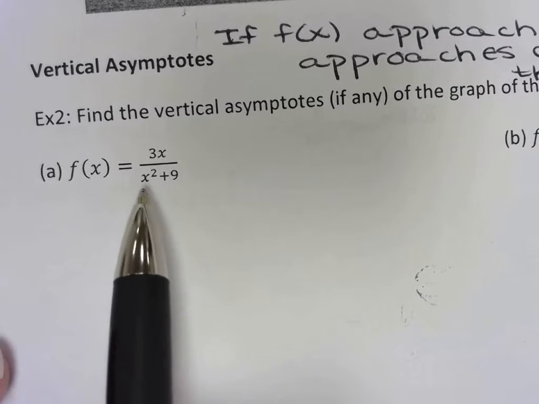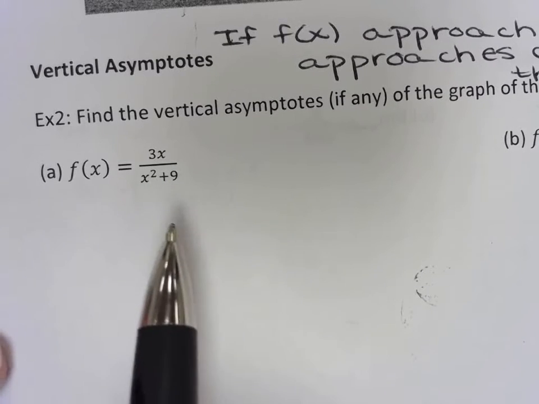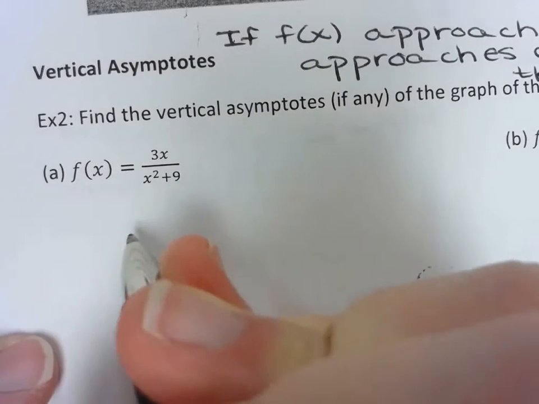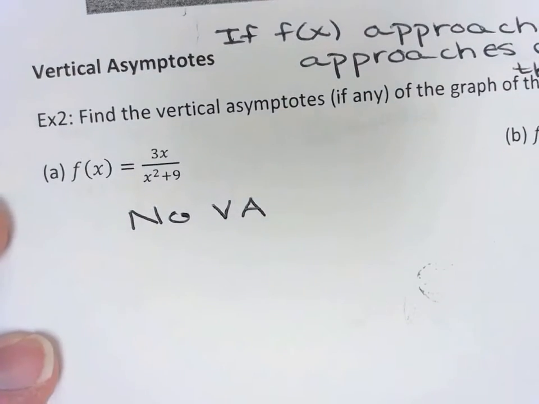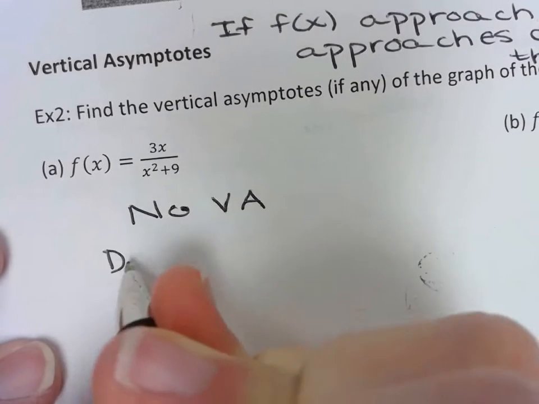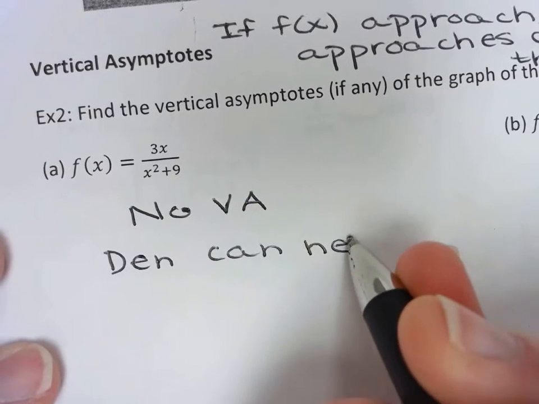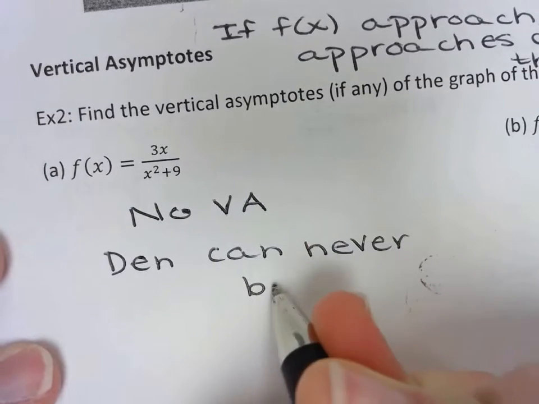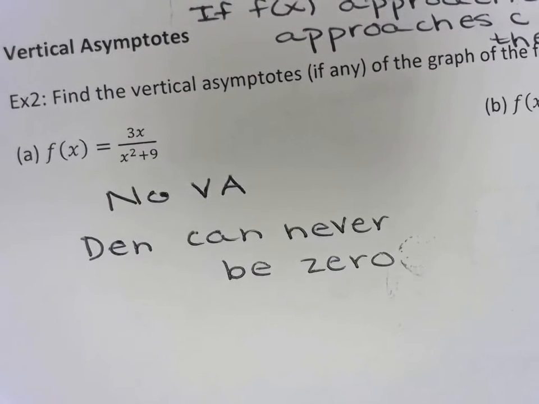No. Even though it's x squared plus 9, there is no way I can square a number and get a negative 9. Even if I do negative 3, it'll still give me positive 9. So there's no vertical asymptote, because the denominator can never be 0. Okay? So that's kind of a review from what we did.